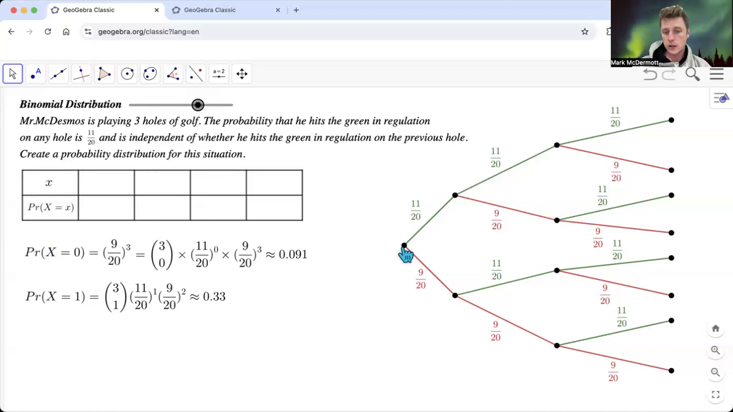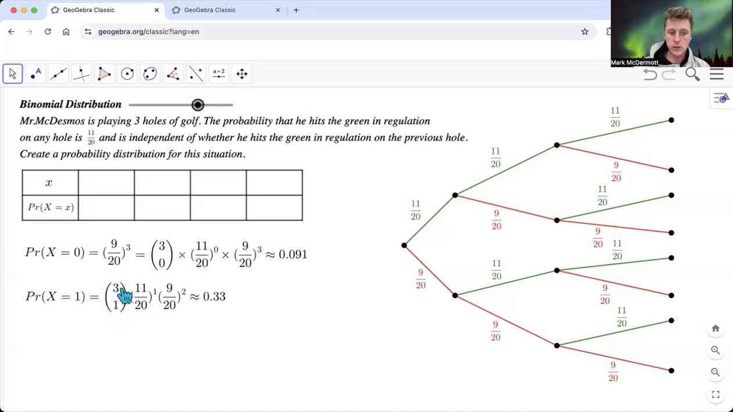Let's have a think. To get exactly 1 success, there's a few different situations. I hit the green in regulation on the first hole, and then I mustn't have hit it on the green in regulation on the second hole. And on the third hole, also missed. Or I could have gone miss, hit, miss. That would be one green in regulation, or I could have gone miss, miss, hit. So there's three different ways to hit the green in regulation once out of three holes.